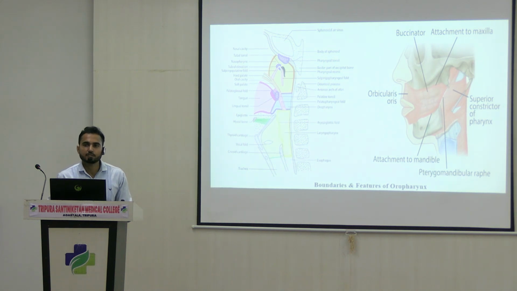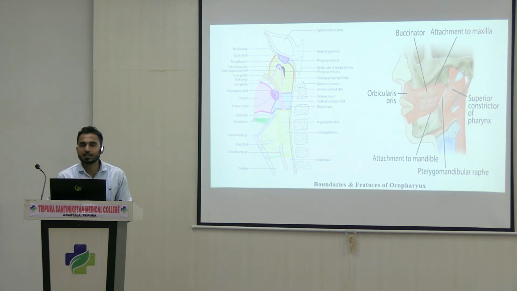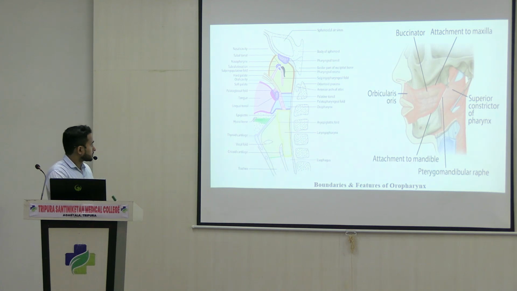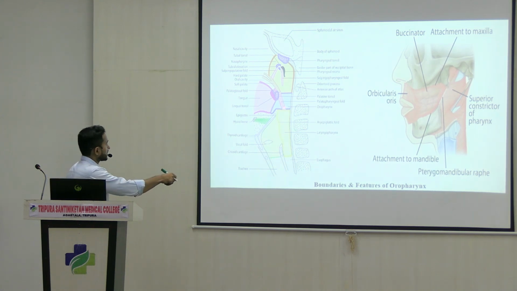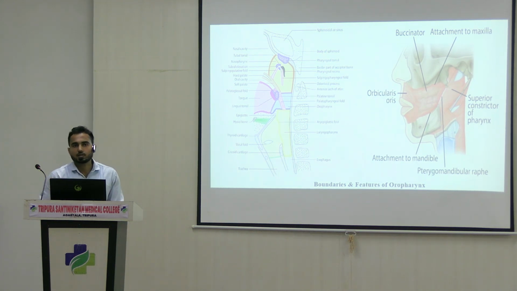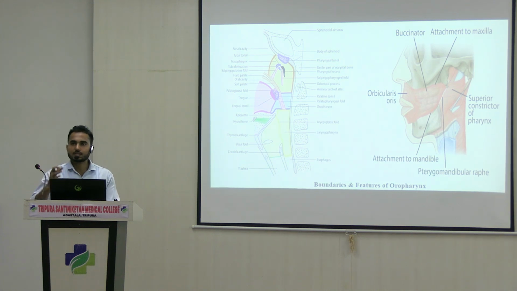What is the speciality of the oropharynx? It is the common passage or common pathway for both air and food. Whatever we are inhaling and whatever we are eating, the common passage is the oropharynx, where I have shown you the crossing over is taking place. So this particular part is the common pathway for food and air.